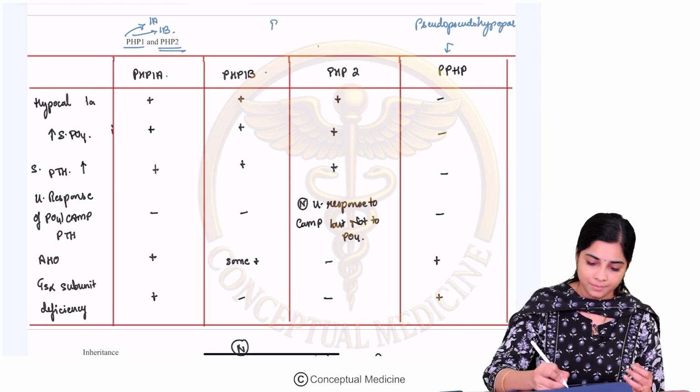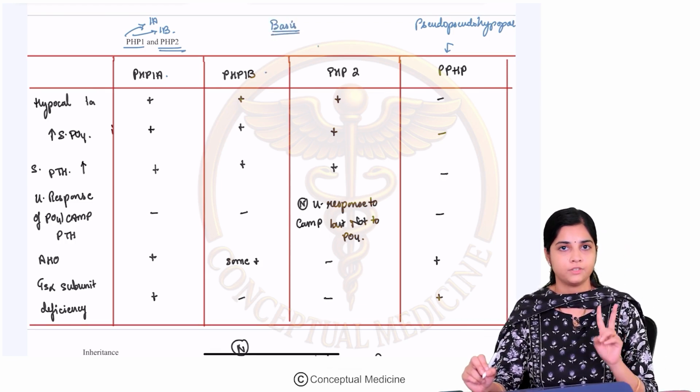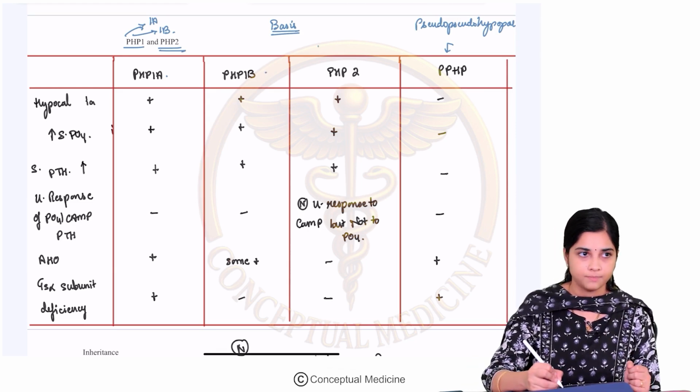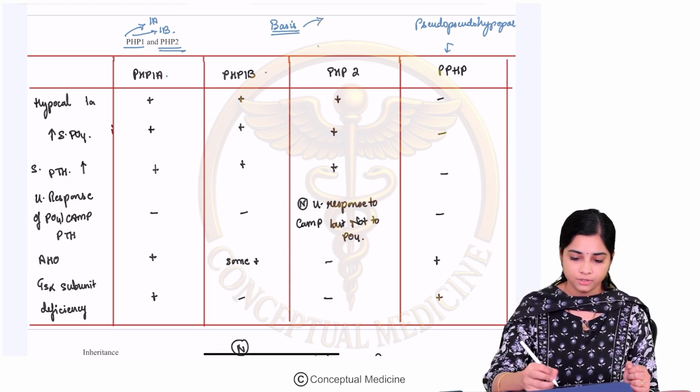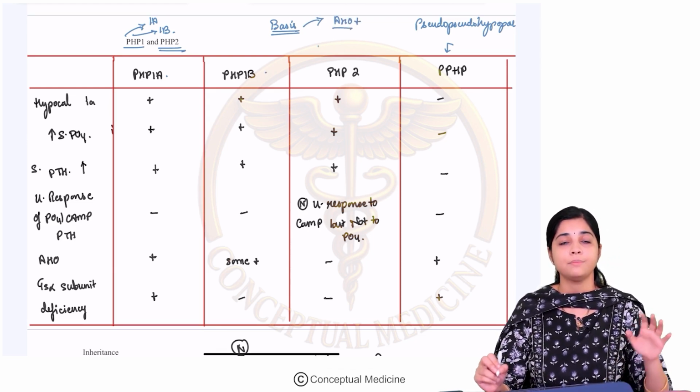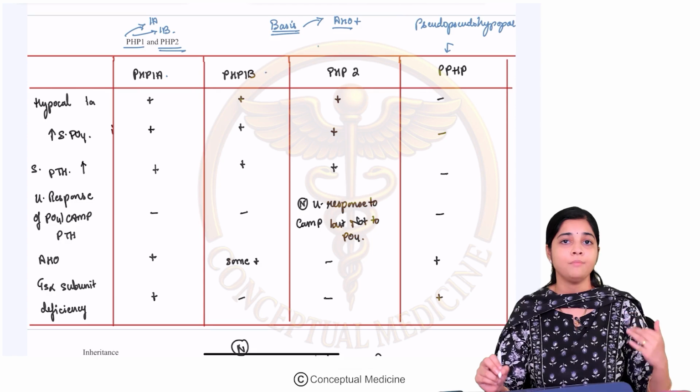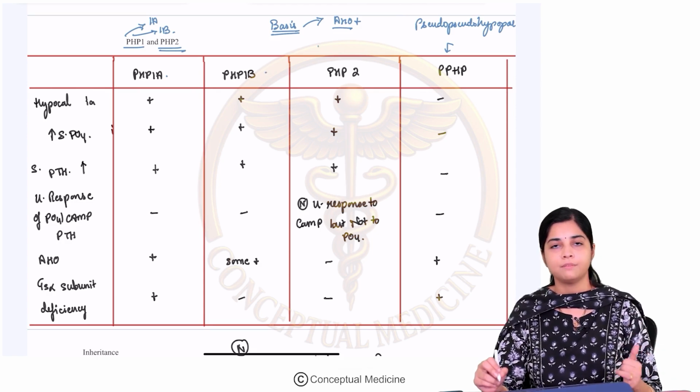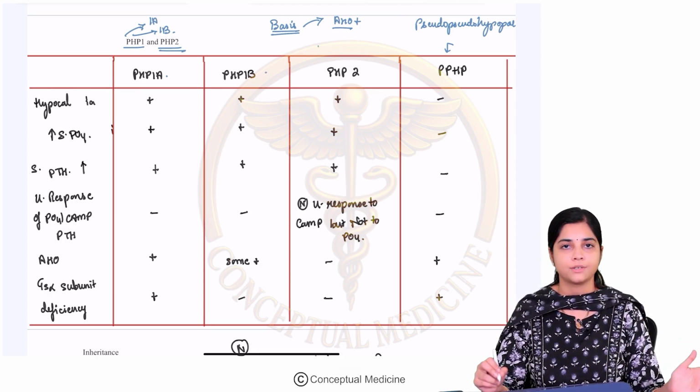So, what is the basis for this classification? So, the basis for the classification is based on 2 points. The first and the most important point is whether your Albright hereditary osteodystrophy phenotype is present or not. There can be variants of pseudo-hypopara where you do not have this Albright hereditary osteodystrophy.